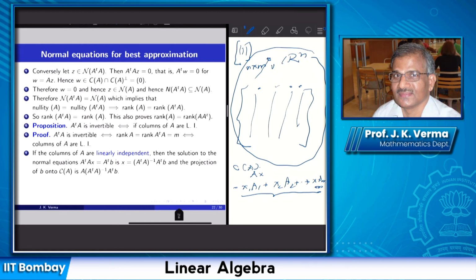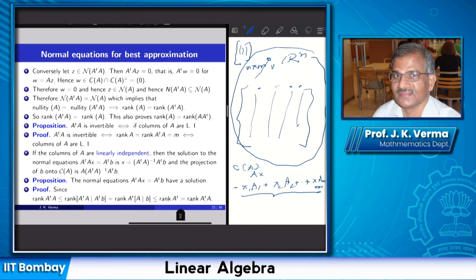Now columns of A need not be linearly independent. If the columns of A are linearly independent, then the solution of the normal equation is unique. But otherwise also there is always a solution. The normal equations A transpose AX equal to A transpose B have a solution in any situation, even if the column vectors are not linearly independent. Okay, let us see why that is so.